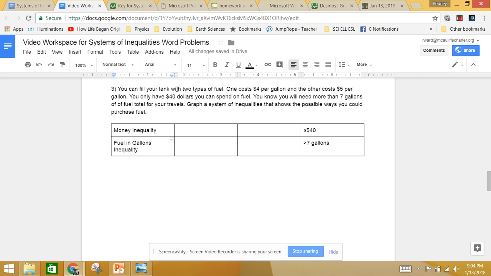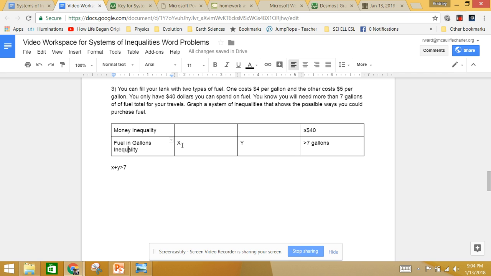So our variables are the number of gallons of fuel because we don't know how much fuel of each type we're going to use. So I'm going to use X for the first type of fuel and Y for the other type of fuel. So I now know that I'm going to have X plus Y is greater than 7. That's one of my inequalities.